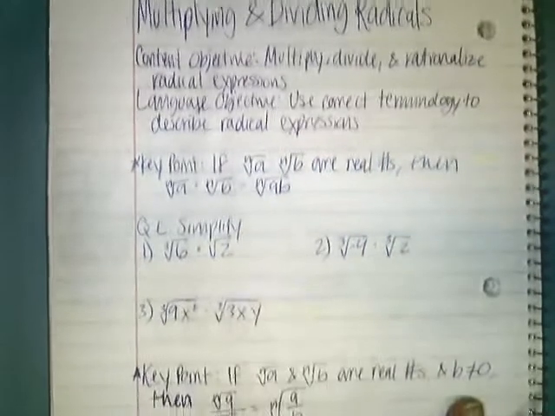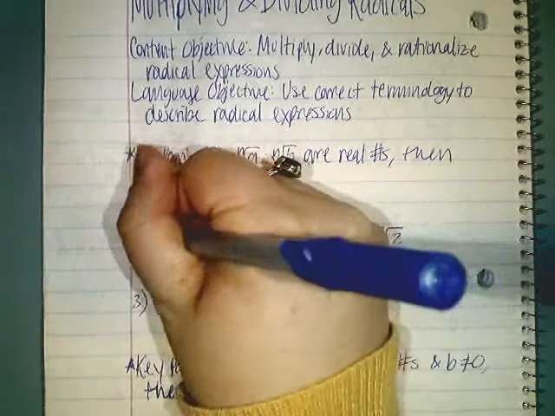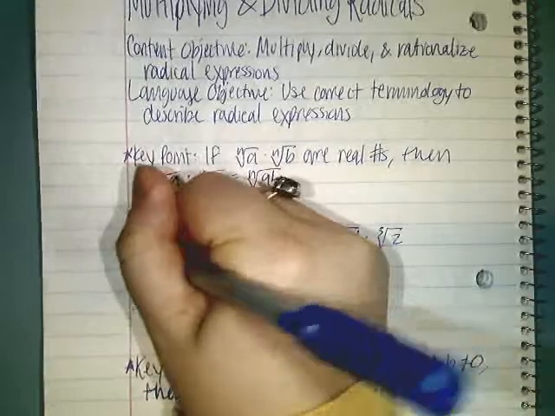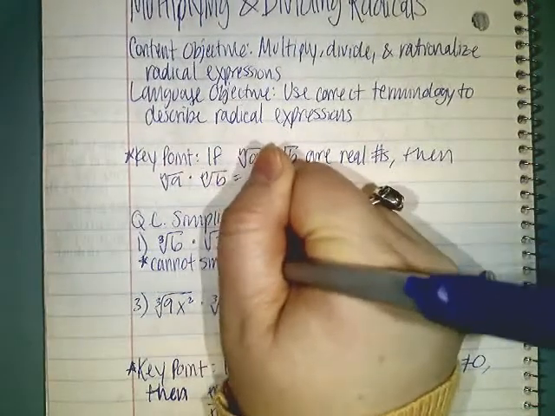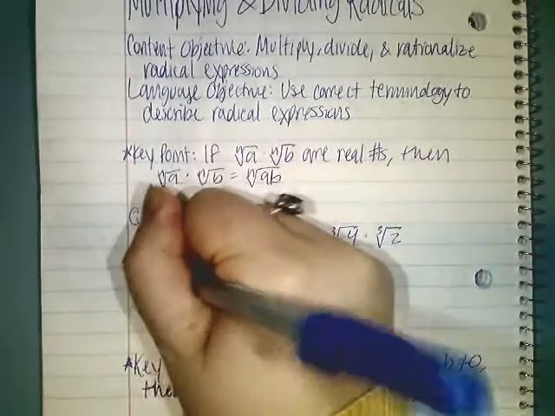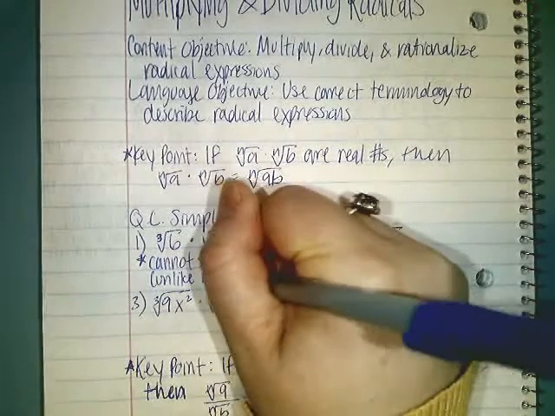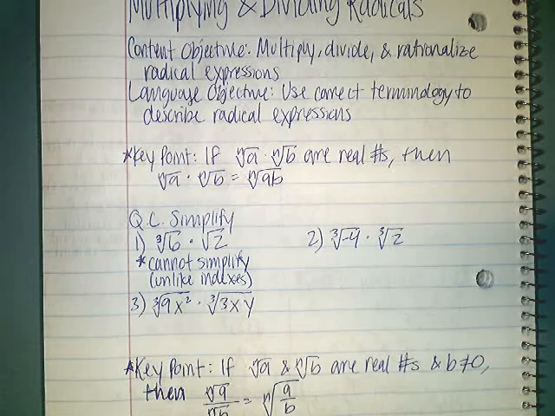So just to make sure that makes sense, I want you to try some quick checks. Pause it if you need to, try them out. I'm going to go over it now. The first one, hopefully you can see this, I have the cube root times the square root. And we can't simplify this because they have unlike indexes. So the indexes are not the same, so I cannot simplify them using the rule that we just talked about.